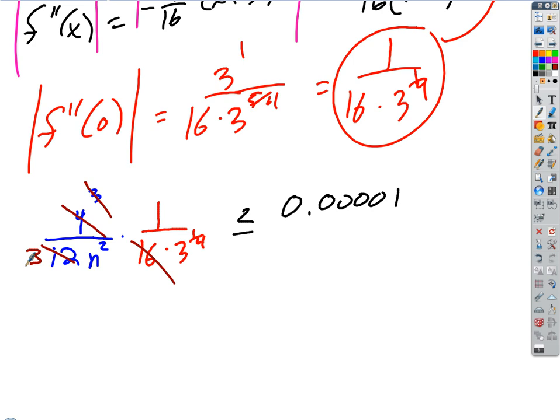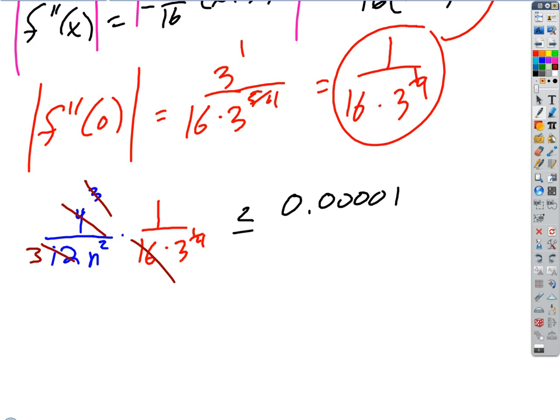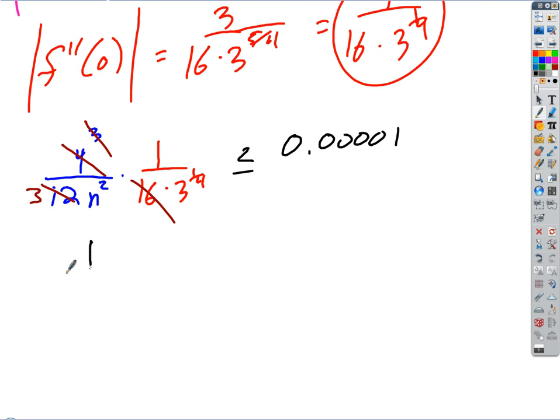Oh, it has to be 3, 12? Double check me on this. Oh, I see. Is it to the 1/4 or 5/4? Well, it's 3 to the 1 times 3 to the 1/4. We might as well just combine those, add the exponents. Okay. So then we get 1 over, what did I say? 3 to the 5/4 times n squared is less than or equal to 0.00001. So what do I do to solve for n?